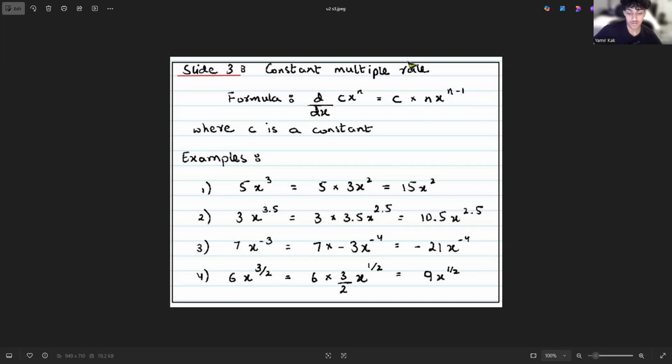So the rule tells us how to find the derivative of the whole thing. The formula is d over dx of cx to the power of n, and that equals c times nx to the power of n minus 1. So again, it looks very complicated, but it isn't too complicated. What does this mean?